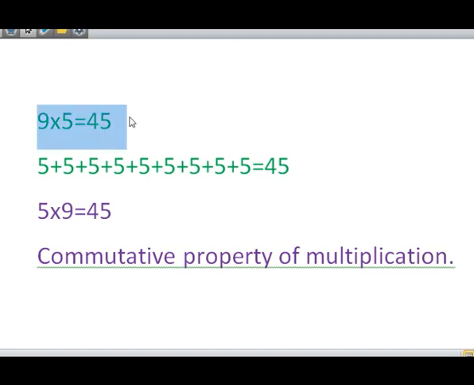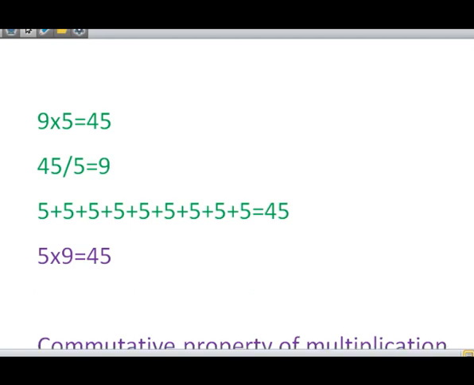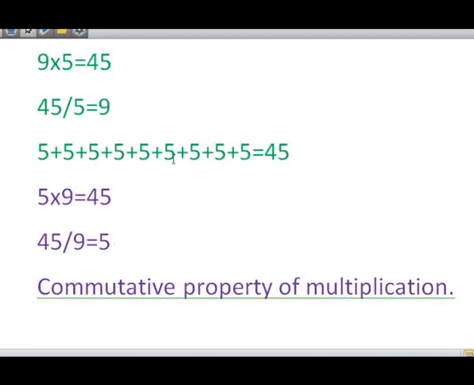When it comes to division, you can write it this way. Let's check this one. We can write 45 divide by 5 equals 9. Okay? Or here we can write 45 divide by 9 equals 5. That's why I tell you that you have to memorize the multiplication tables very well to understand and be fast in division, okay? You have to memorize them very well.